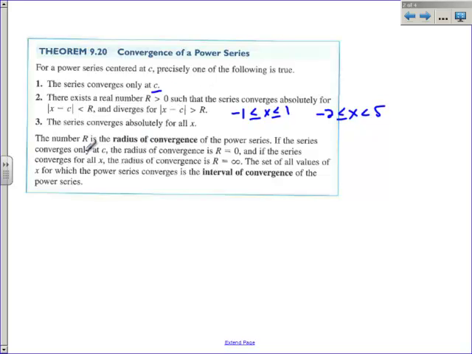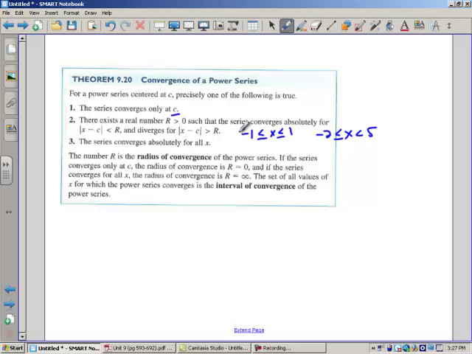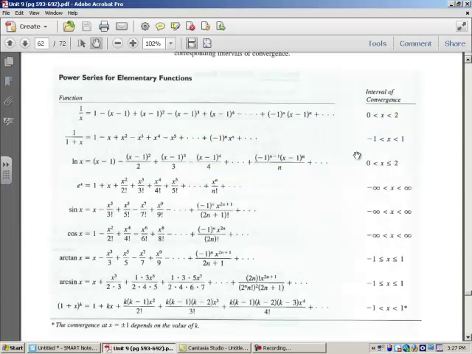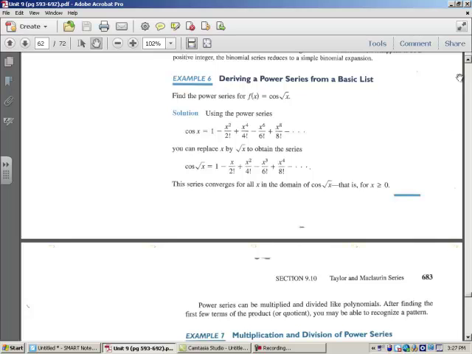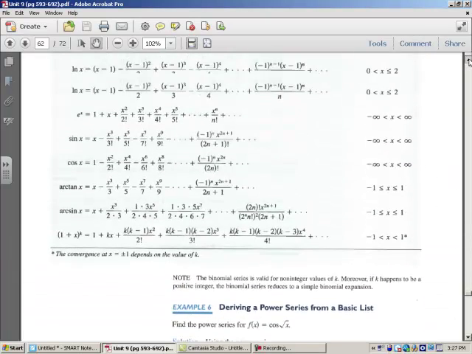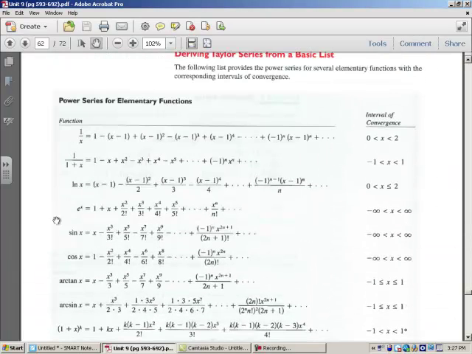So anyway, this is in your book, and I want to go show you in your book. It's on the PDF file, I think page 682. Anyway, these are some power series we've been working with. Let's take e to the x, sine and cosine. You see over here, the interval of convergence for e to the x, sine and cosine is all real numbers.